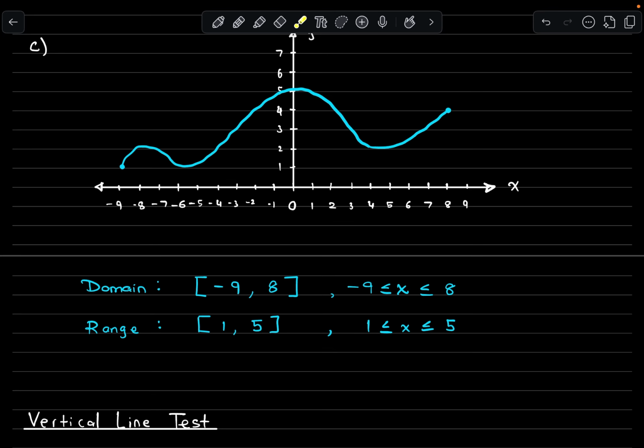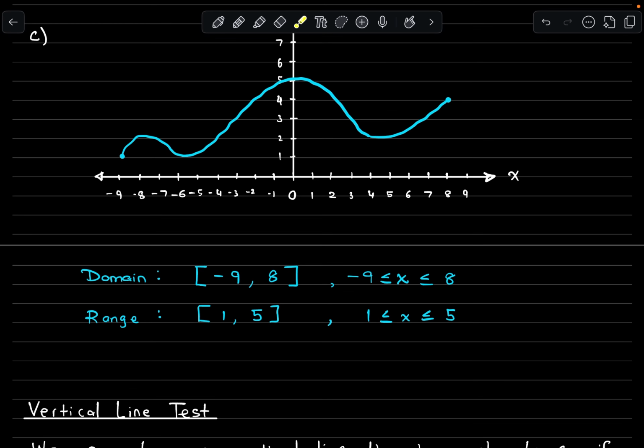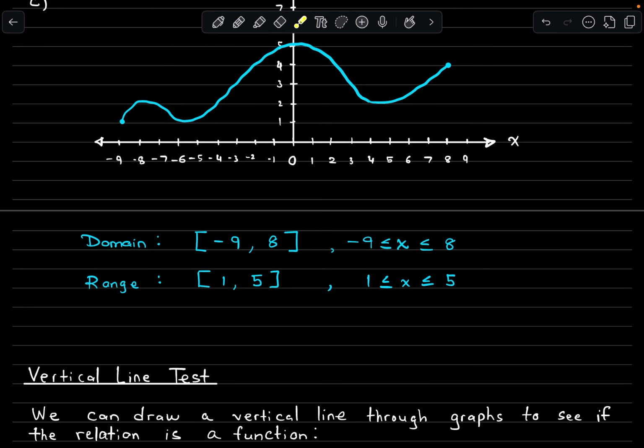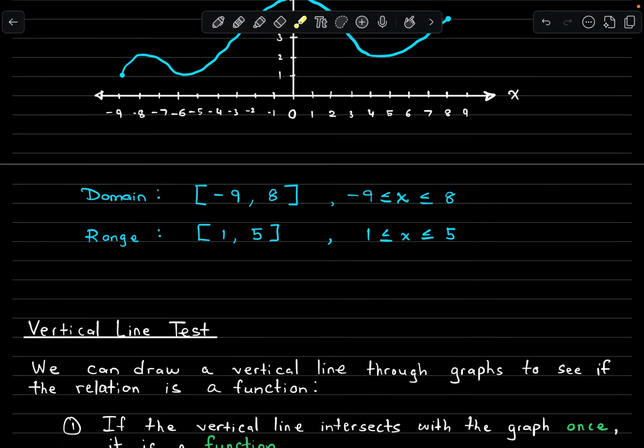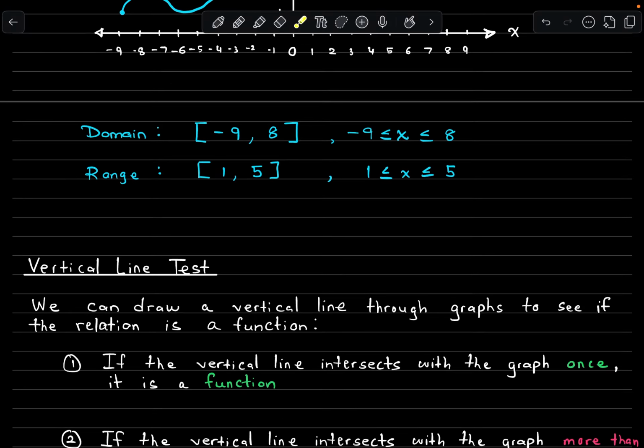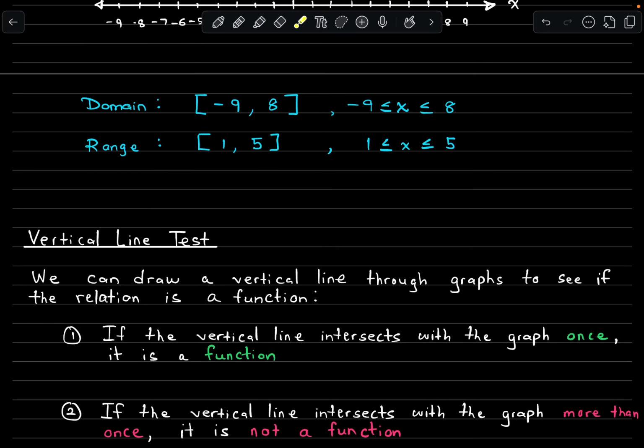Next, we've got something called the vertical line test. Now, this is going to help us figure out if a graph is a function or a relation. So we don't always need to think about how the x values are mapping onto the y values by looking at the points. We can actually just draw a vertical line through this graph. And what we want to see is, how does this vertical line intersect the graph?